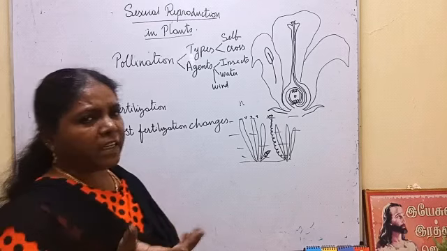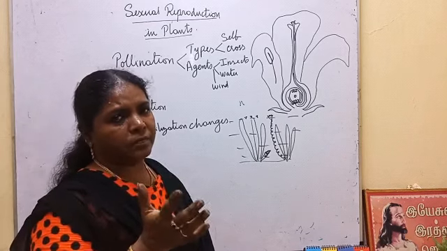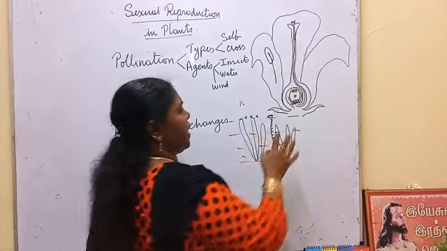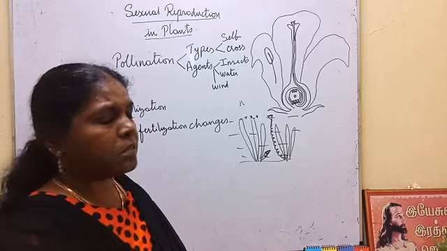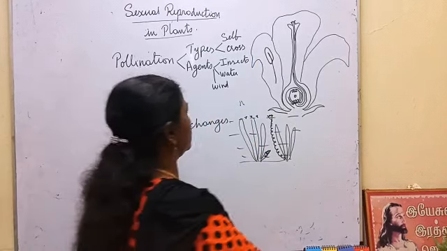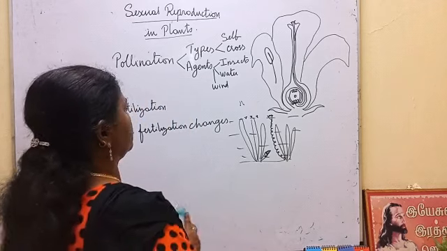And wind pollination. Some pollen grains are lightweight. They are taken by the wind from one flower to the other flower. If they happen to fall on the stigma of the same species, then pollination takes place. So these are the agents of pollination.